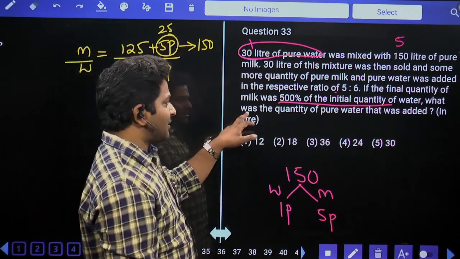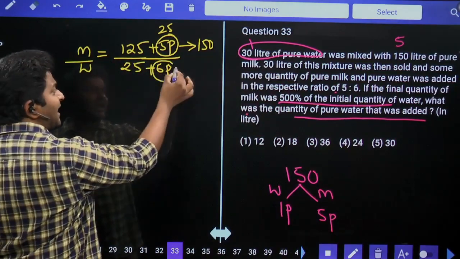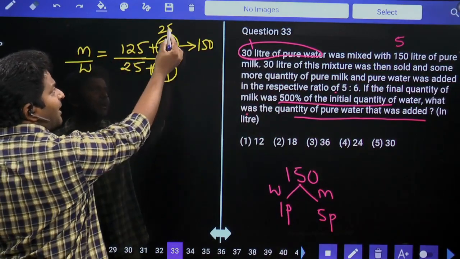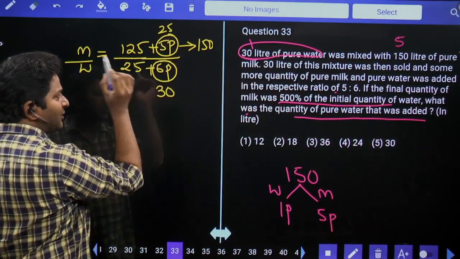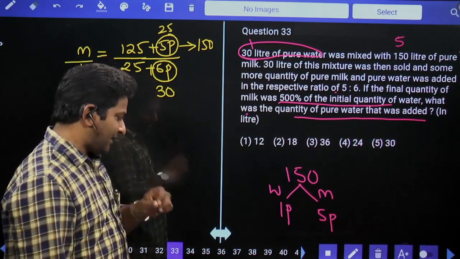Now what is your question? What was the quantity of pure water that was added? Water that was added here is 6 parts. If 5 parts is 25, 6 parts is equal to 30. 30 is our answer, which is the fifth option, which is our final answer.